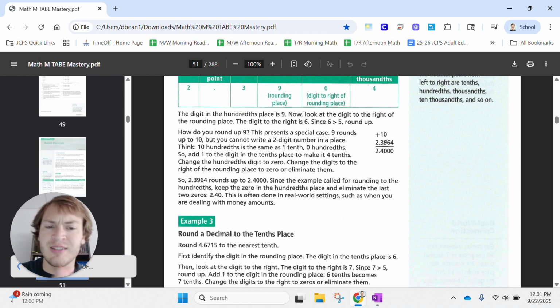Or if you want to emphasize that we rounded to the hundredths place, you could leave it as 2.40. That way there's still a number in the hundredths place, which you might do if we were talking about money, for example. Money usually has 2 decimal places in everyday life. So if you wanted to make this a price, it'd be $2.40.